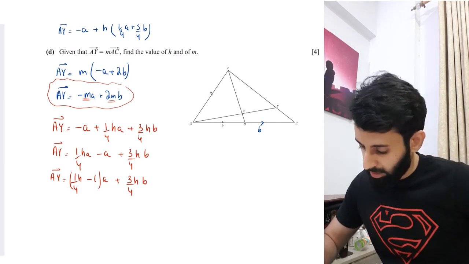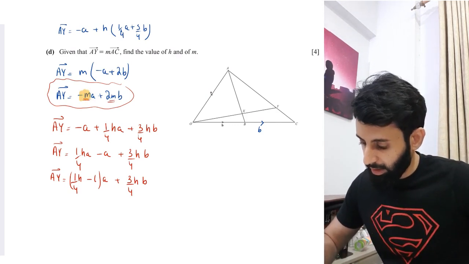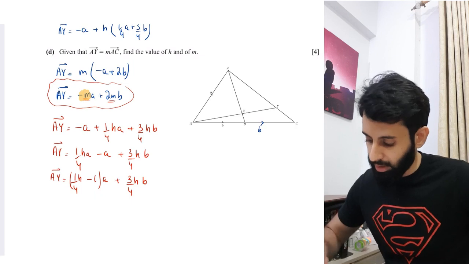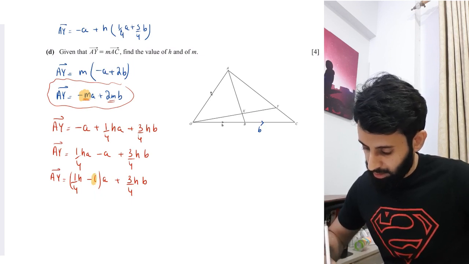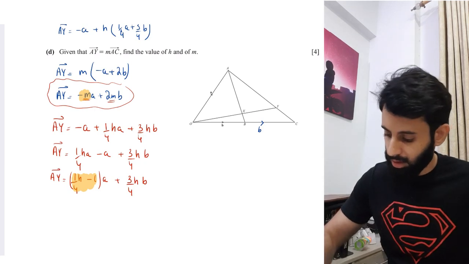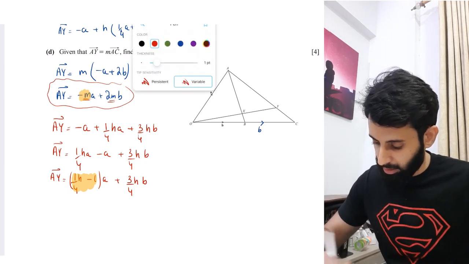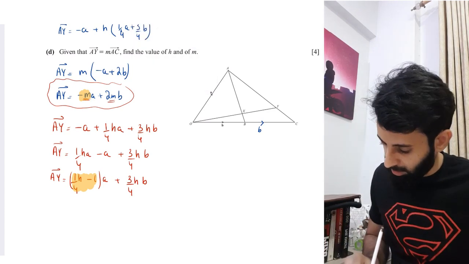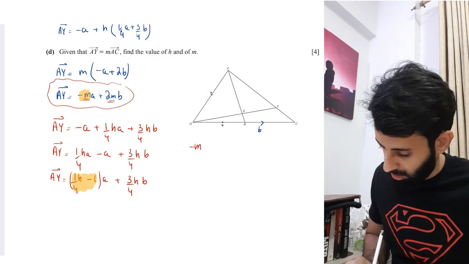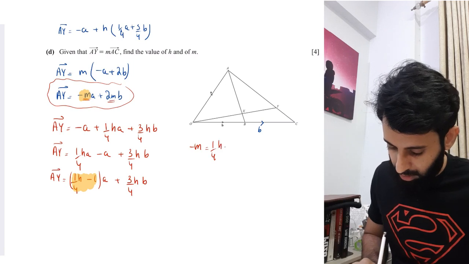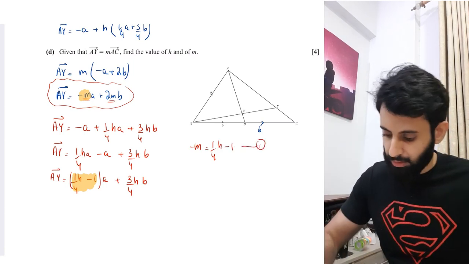Now this is the part where you compare. If you look at the a component of ay from part D, that's equal to minus m, and if you look at the a component of ay from part C, that's equal to 1/4 of h minus 1. So I'm going to equate the two. I'm going to try and color code this. So I'm looking at minus m is equal to 1/4 of h minus 1. So here's my first equation.